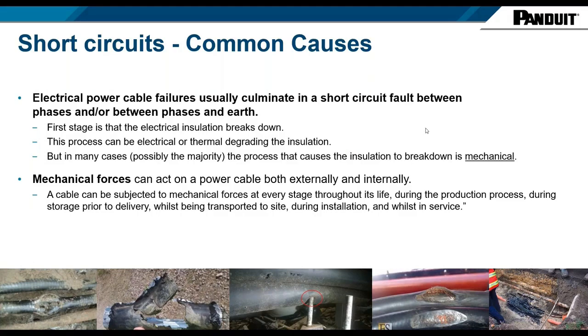The one on the far left is a direct dig through, so that was a buried cable, and the equipment went straight into the live conductor. The next one was an XLPE cable, where actually on examination there was a wood screw found in the insulation, which eventually caused the short circuit.